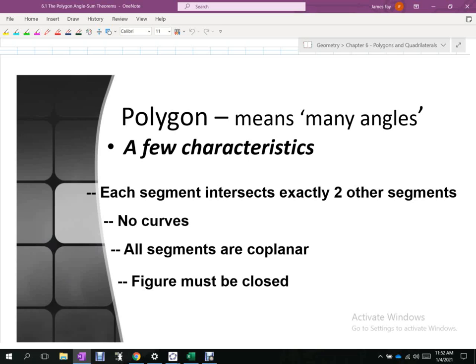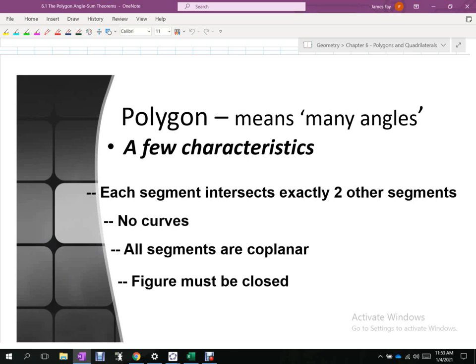So polygon, poly again meaning many. Gon is Greek for angle. Think about trigonometry. There's a G-O-N in there, right? Tri meaning three, gon meaning angle, metry meaning measurement. So polygon, gon referring to an angle. So many angles.